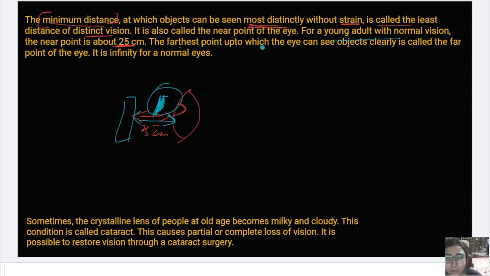The farthest point up to which an eye can see an object clearly is infinity. But obviously it has to come into our field of vision. If it is out of our field of vision, we won't be able to see it anymore.